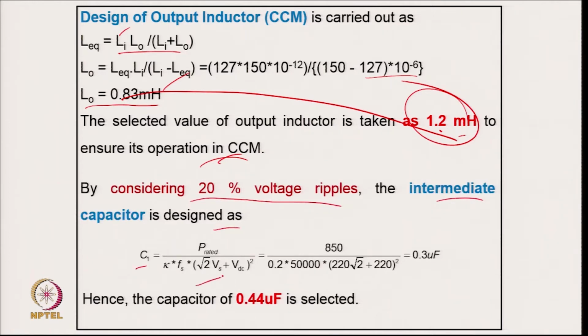So, we get the value of this C1 which is 0.3 microfarad, and we select a little higher value to make sure that this ripple is less than 20% in all operating conditions. So, it comes to 0.44 microfarad.